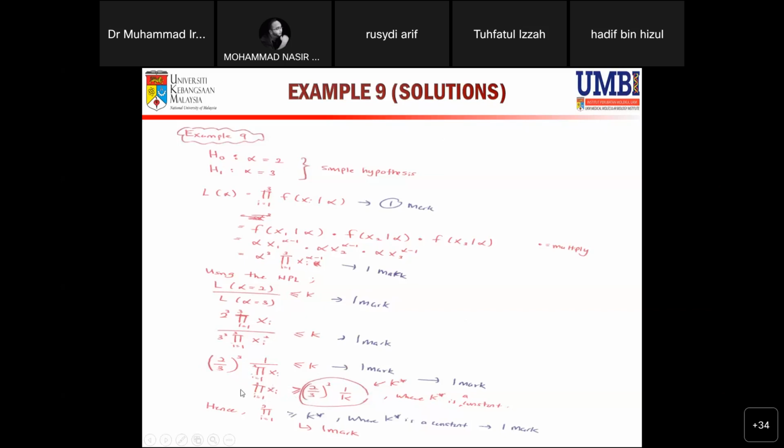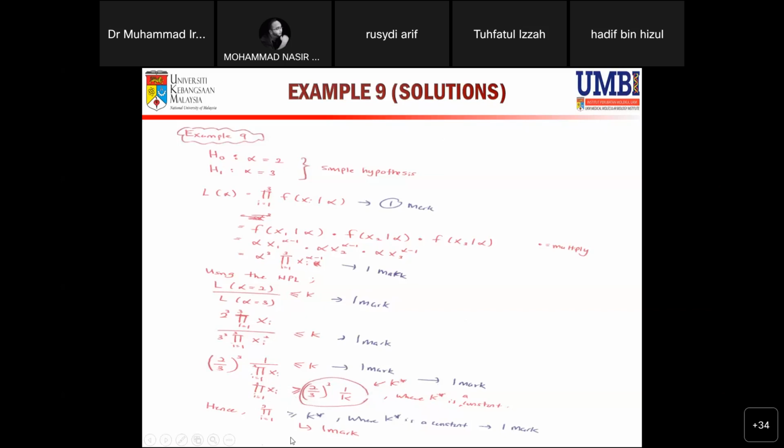So it's the same quantity. As you can see from this one, the left hand side now contains only random variables. The right side contains all fixed quantities; there are no random variables there. So that will be your K star, or your critical region, and you will obtain 1 mark.